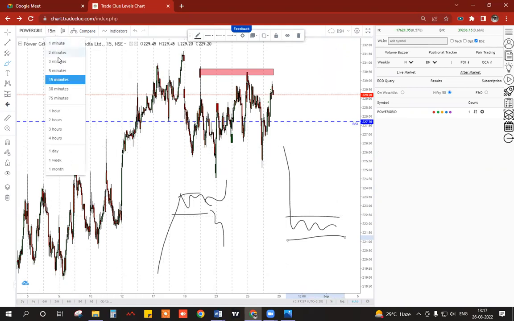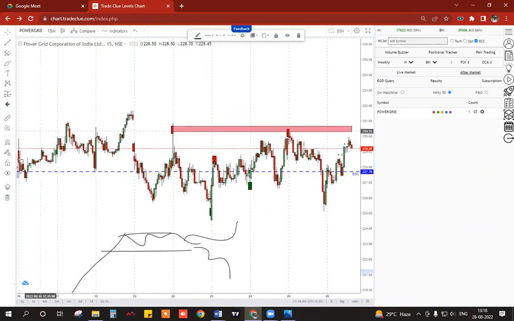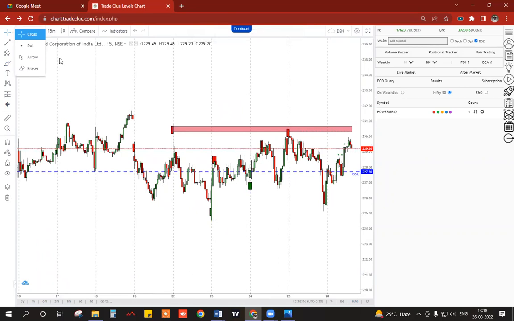So we'll just keep our time frame as 15 minutes. Okay, so this is nice. So don't do your analysis on 5 minutes and 2 minutes and then see. We need to understand the bigger time frame.